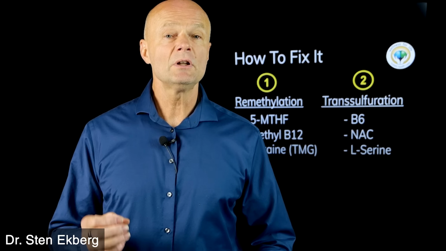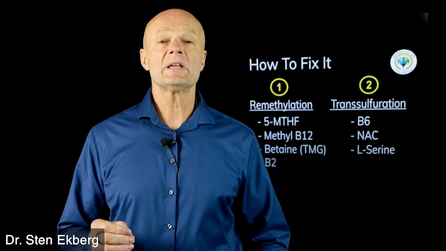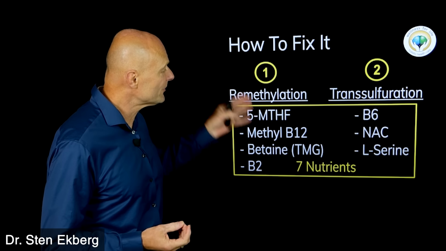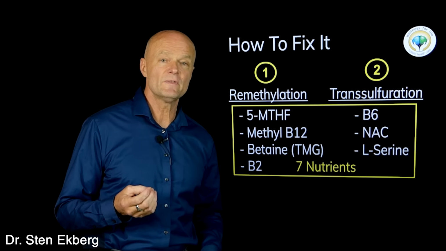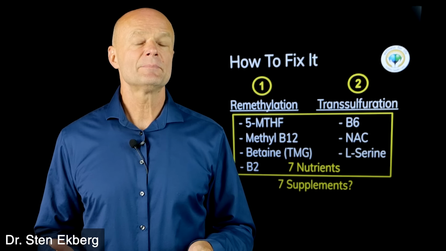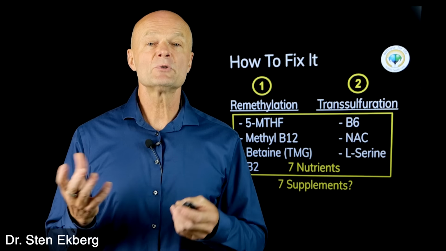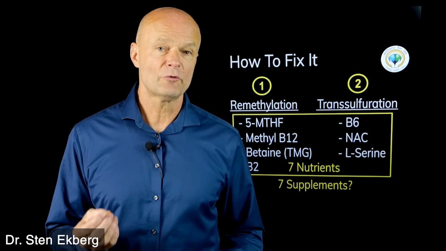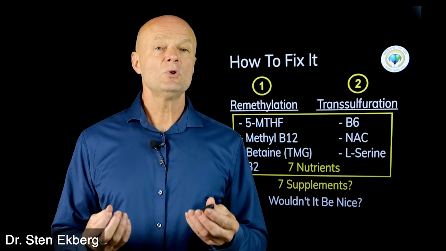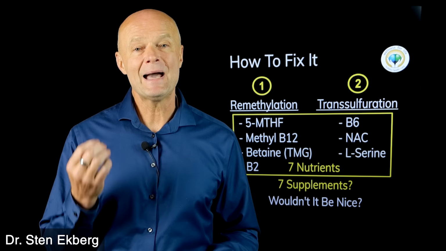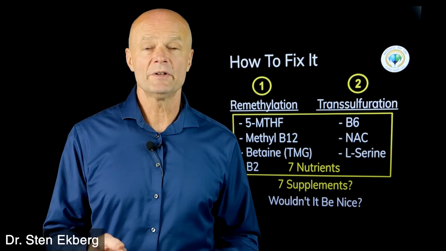But let's get back to this model on how to best support your body to reduce homocysteine. And we said that there were 7 different nutrients that are required to optimally fuel and support both of these pathways. So does that mean that you have to get 7 different supplements? Well, there are some products on the market, but most of them will have 1 or 2 of these nutrients. Some better ones will have 3 or 4. Now, wouldn't it be nice if you could get a single supplement that had all 7 of these nutrients in a balanced ratio so that you just had to buy one thing?